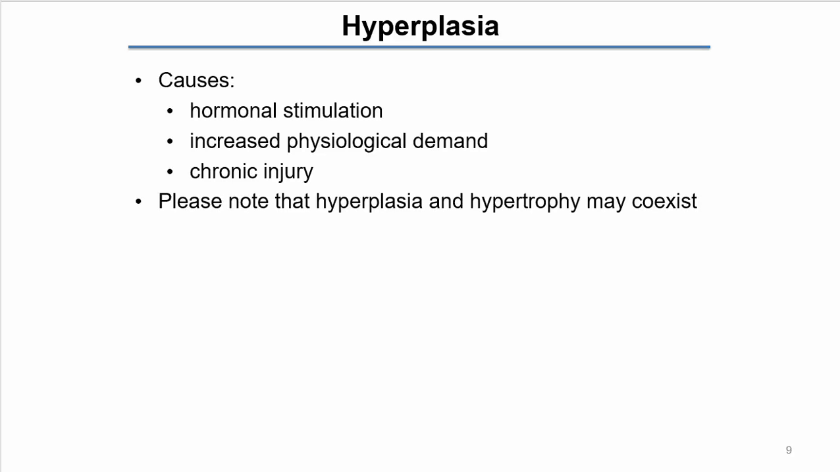Now, oftentimes, because the things that cause hypertrophy overlap significantly with the things that cause hyperplasia, tissues react with both, so you'll increase the number of cells and the cells that you have will increase in size. And that blurs the line a little bit between hyperplasia and hypertrophy.